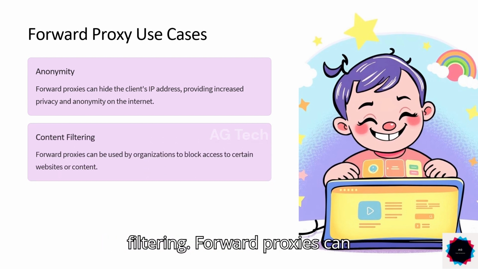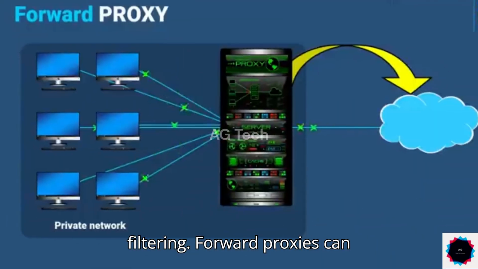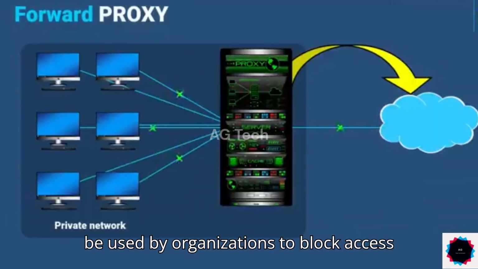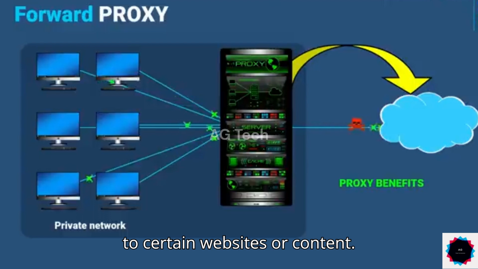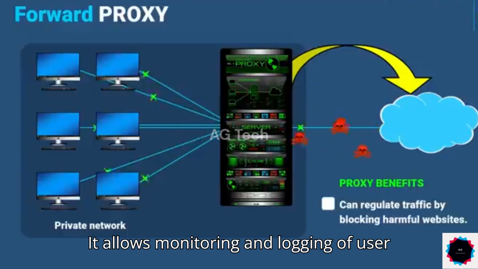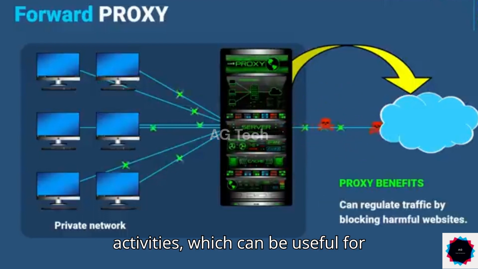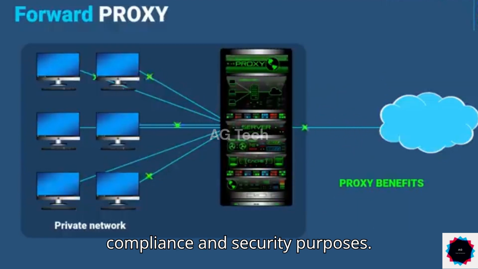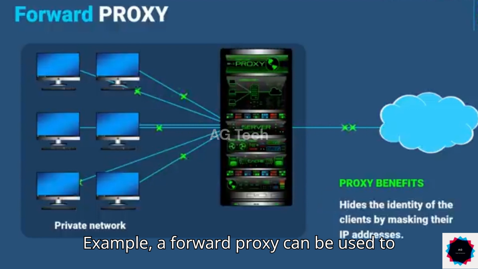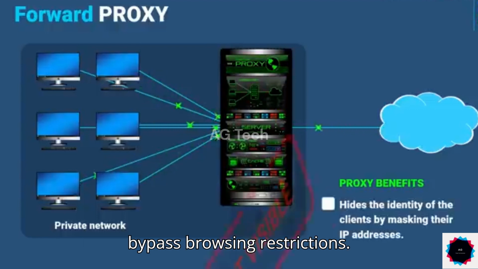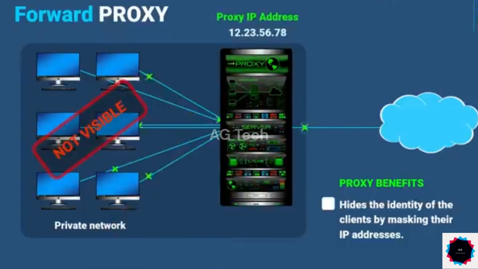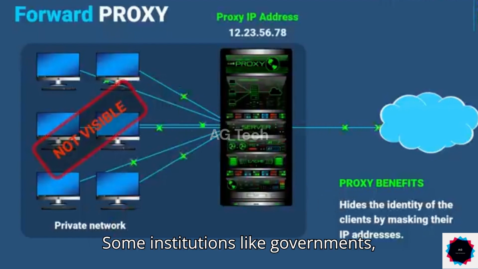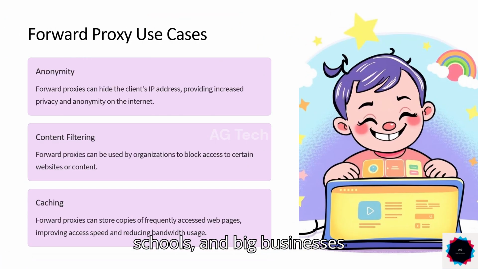2. Content filtering. Forward proxies can be used by organizations to block access to certain websites or content. It allows monitoring and logging of user activities, which can be useful for compliance and security purposes. Example: a forward proxy can be used to bypass browsing restrictions. Some institutions like governments, schools, and big businesses use firewalls to restrict access to the internet.